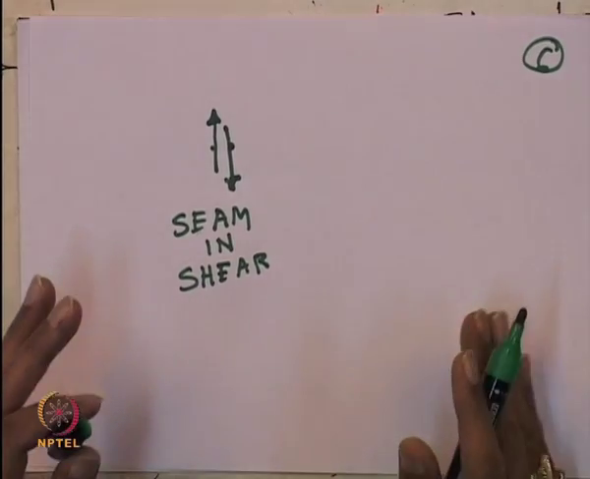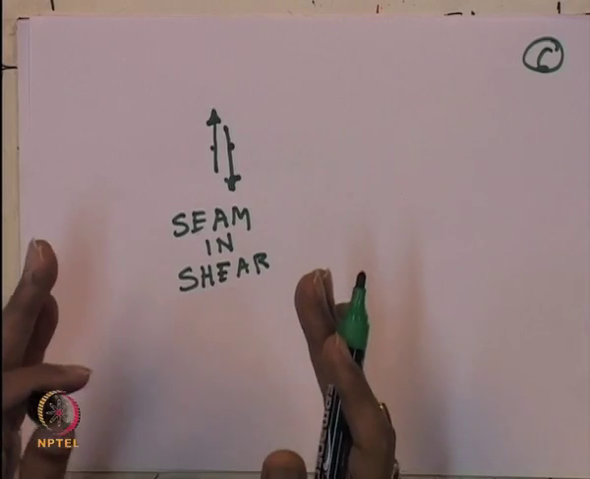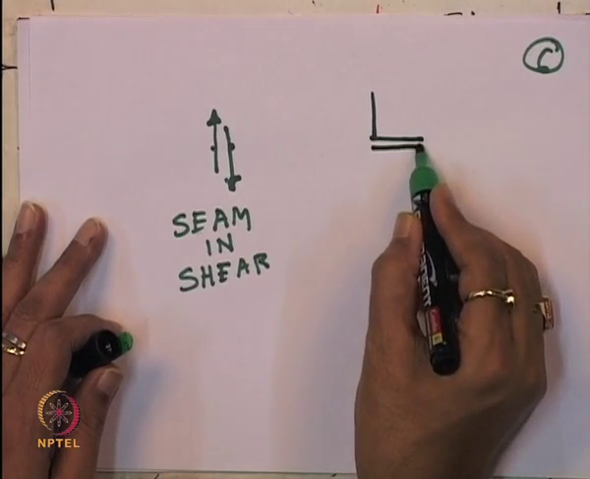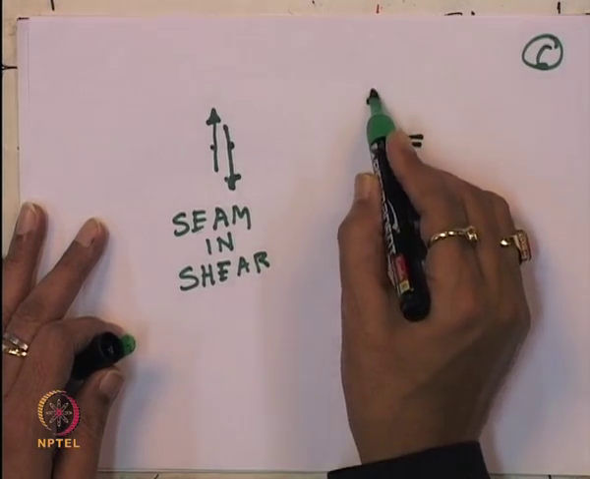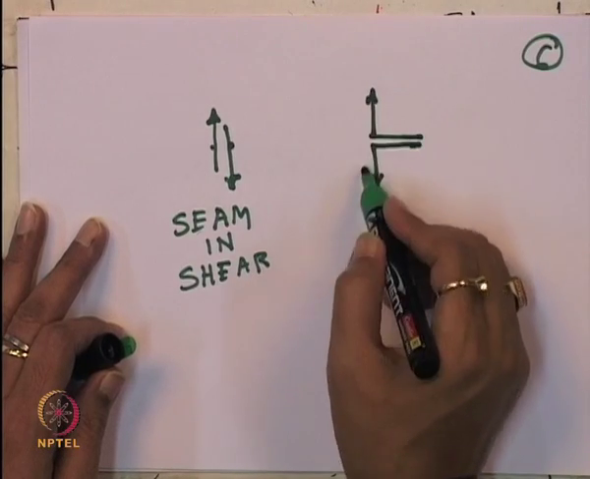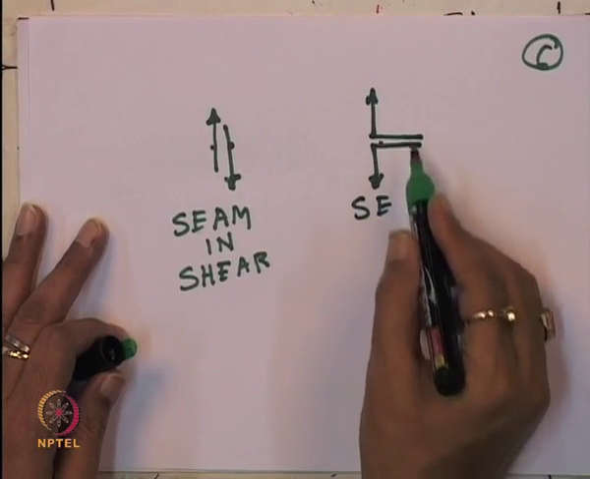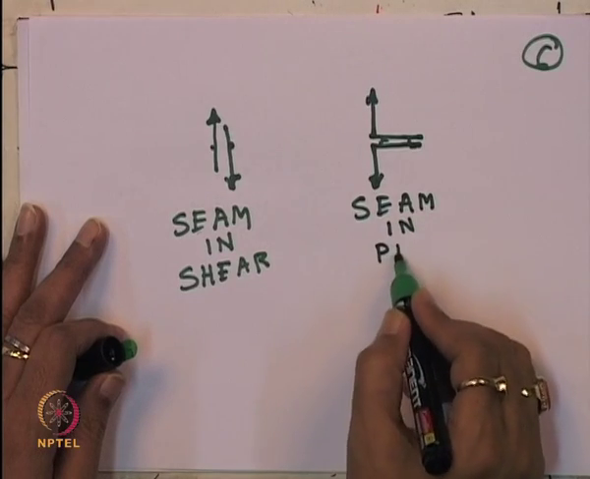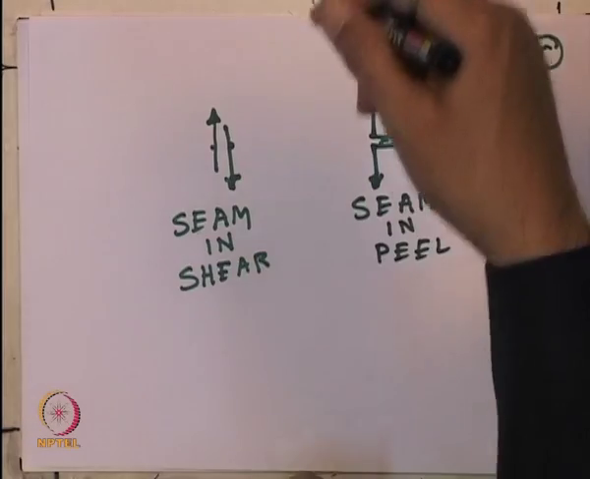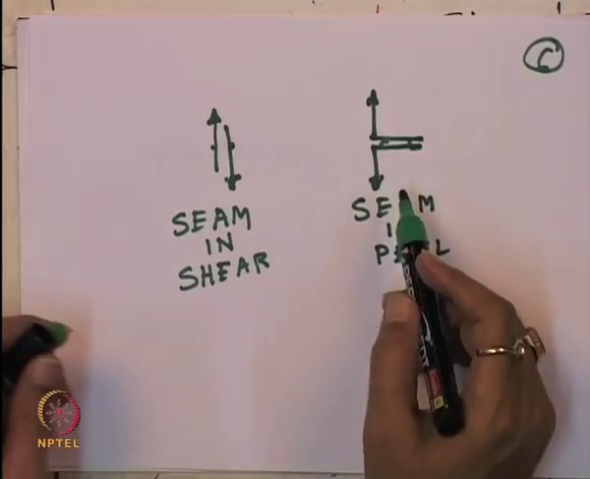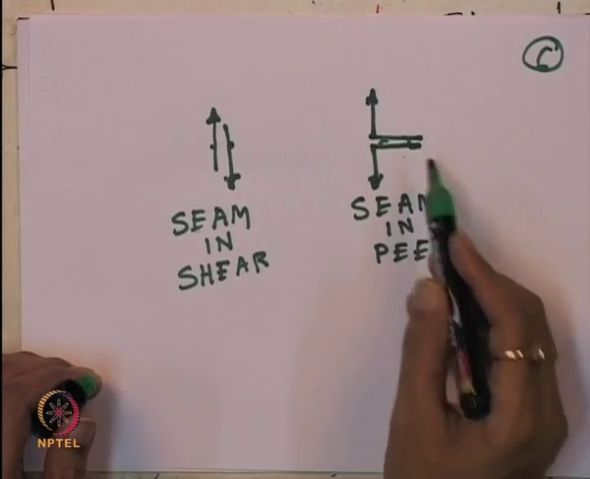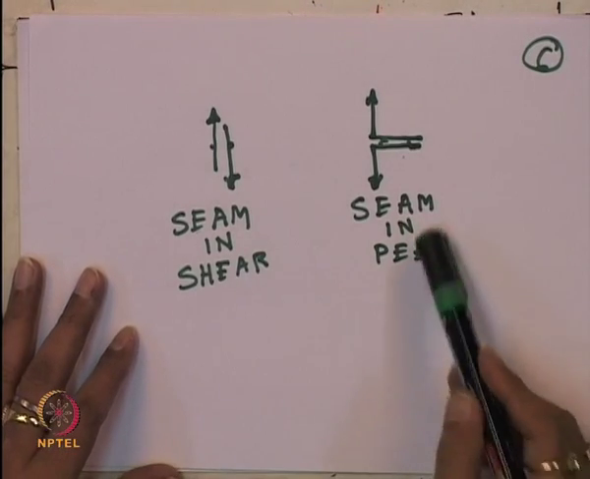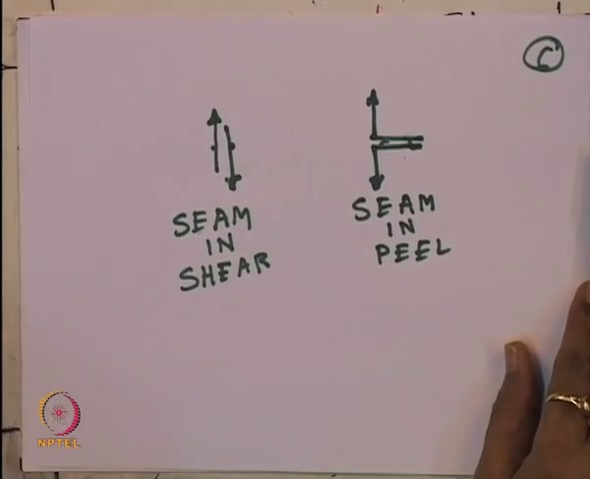Also there is another test which you call seam in peel. So sometimes you can join like this. This is the geomembrane material, this is geomembrane material, and then you can seam it, okay, seam in peel. It is like a peel, okay. So you can see the behavior of the HDPE sheet and the seam. So this is the seam in peel test. So you can perform seam in shear, you can perform seam in peel, and you can see what should be their behavior.